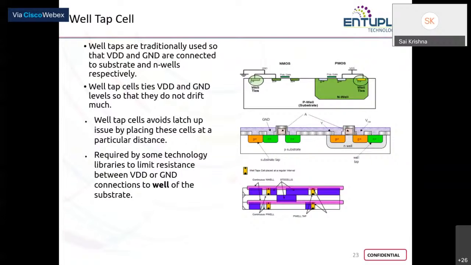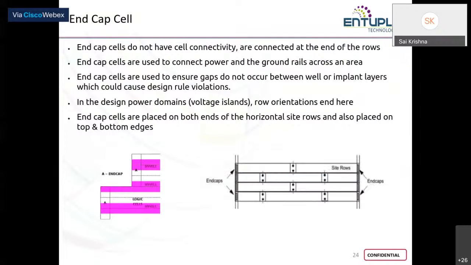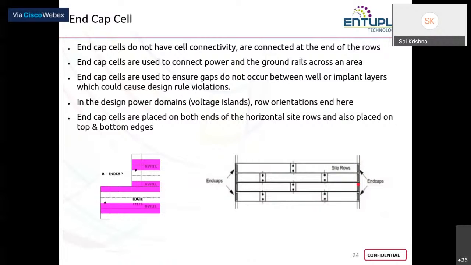As I already said, this is your well tap. When there is a direct short between your VDD and VSS through your NMOS well bodies, your device might get damaged. So the well tap cell acts like a shunt resistance. And then your end caps act like the blockages at the end of rows. As you can see here, between two standard cell rows from top to bottom on either side, left and right, your end caps will be placed like this.